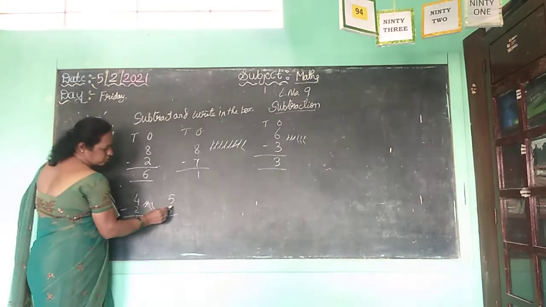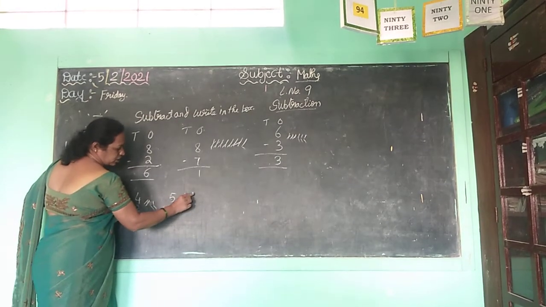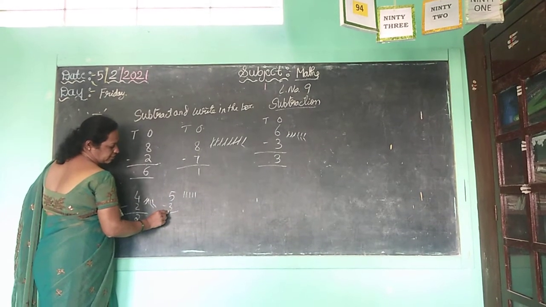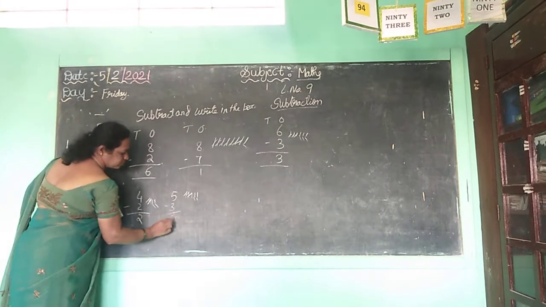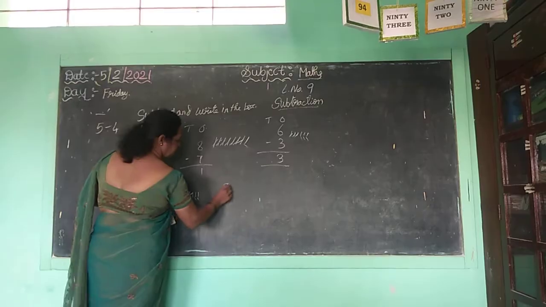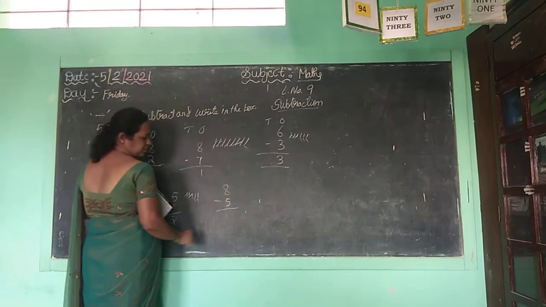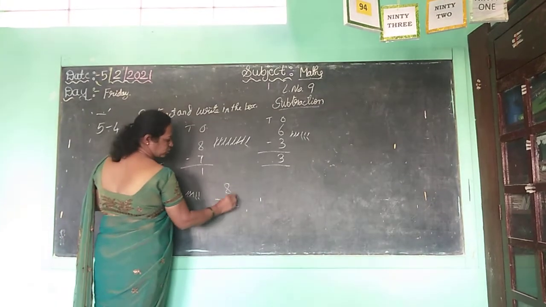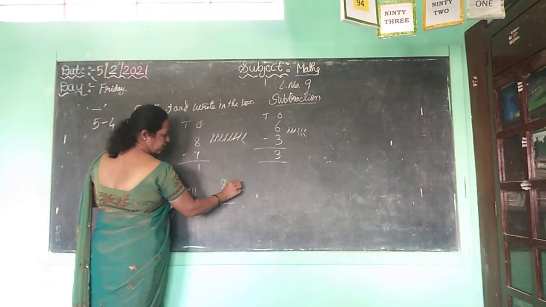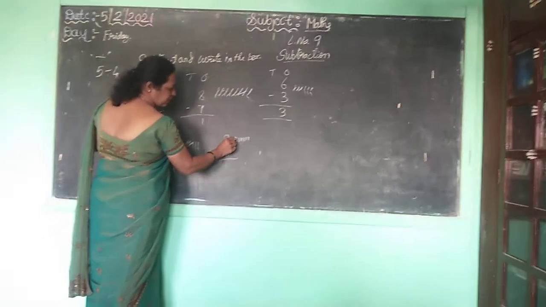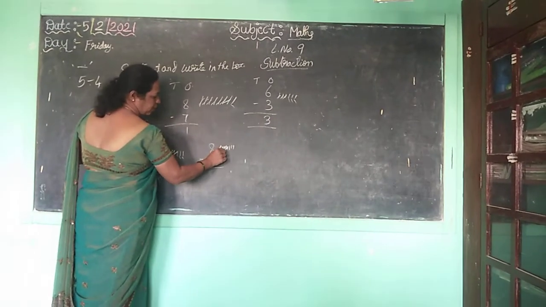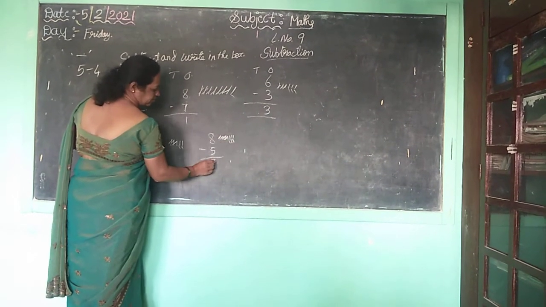How many strokes do you have to draw? 5. 1, 2, 3, 4, 5. How much do you have to take away? 3. 1, 2, 3. Remaining 1, 2. Next, 8 minus 5. How many strokes? 8 strokes. 1, 2, 3, 4, 5, 6, 7, 8. How much do you have to take away? 5. Scratch 5. Remaining 1, 2, 3.